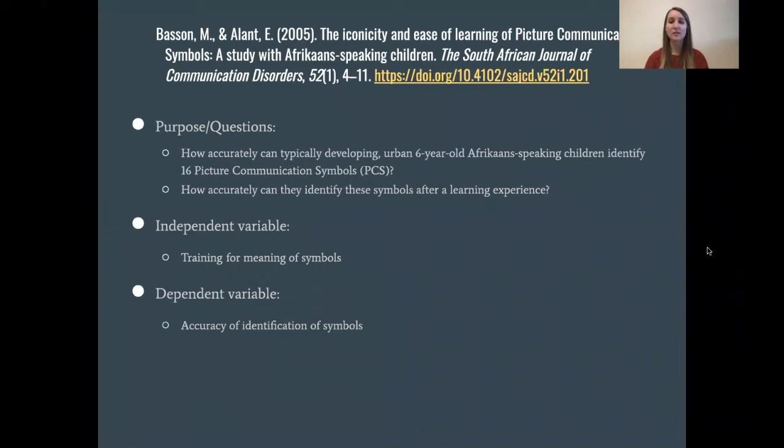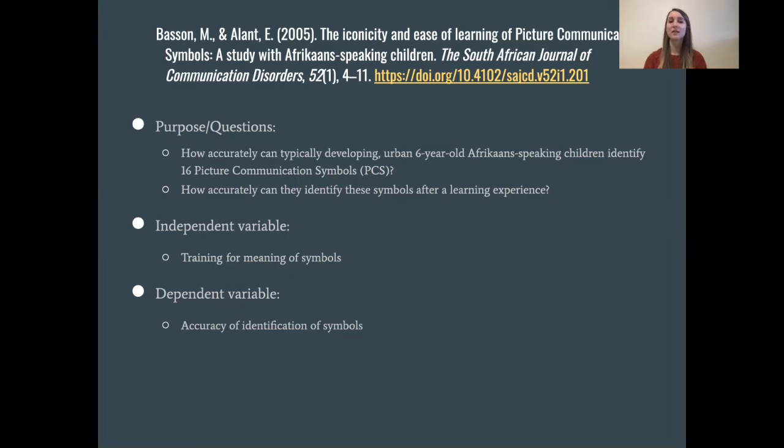Okay, so the second research study was conducted in South Africa. The researchers wanted to find out how accurately typically developing 6-year-old Afrikaans-speaking children can identify picture communication symbols. They also wanted to know how accurately they can identify the symbols after a training session.